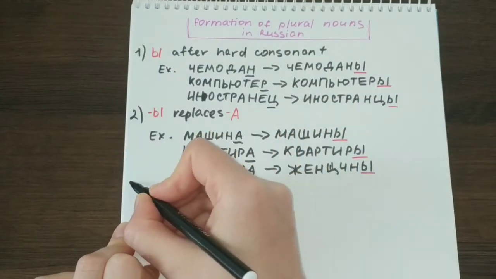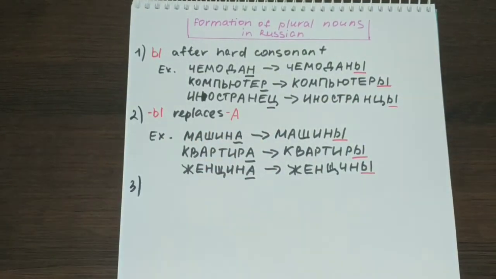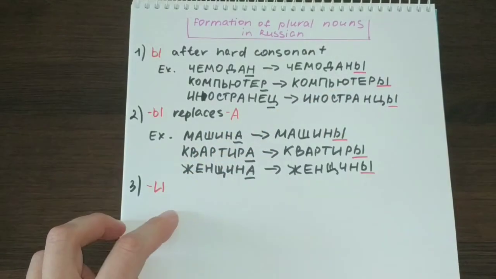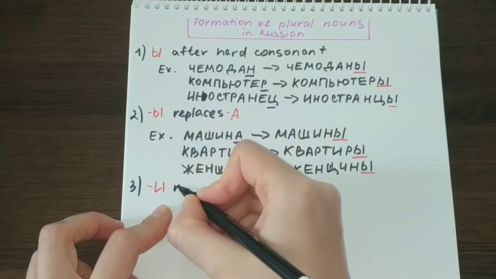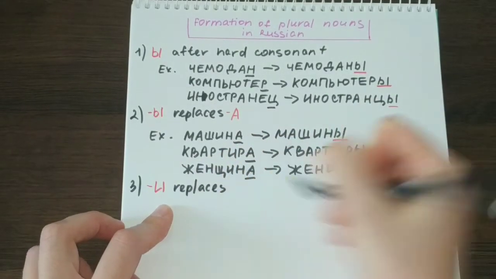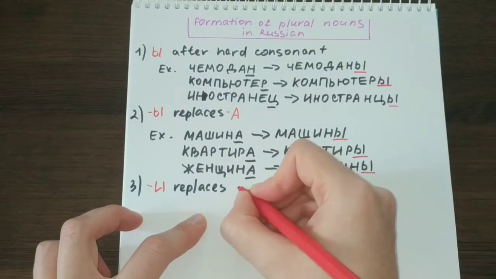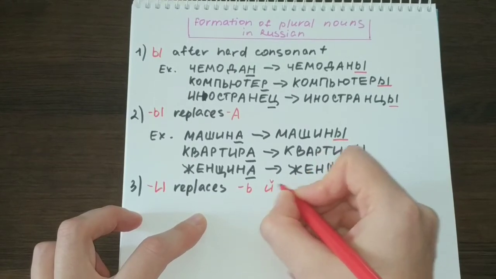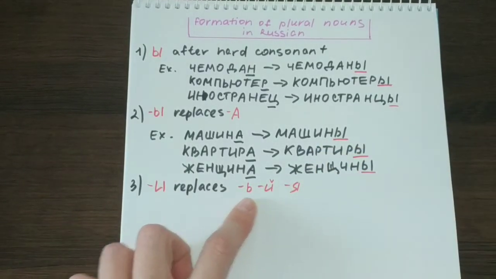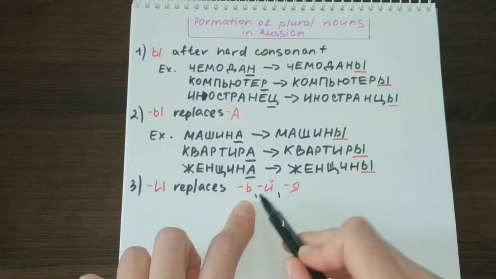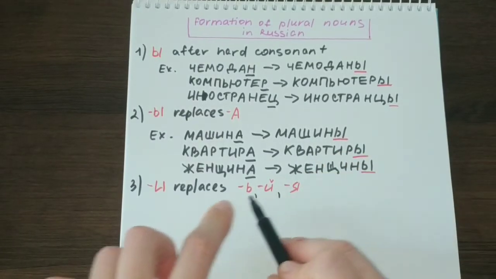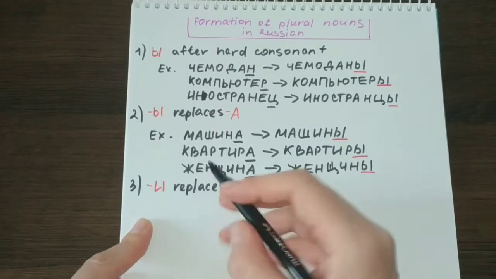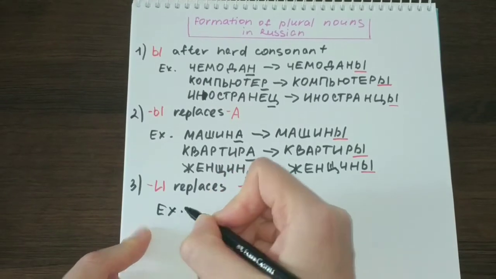Next we have the third point in this subgroup of plural nouns, and in this case we have the ending "и" in the plural form, which in its turn replaces the endings of a noun, which are either the soft sign or "я". So when a noun ends in either the soft sign or "я", its plural form is made by changing these endings into "и".